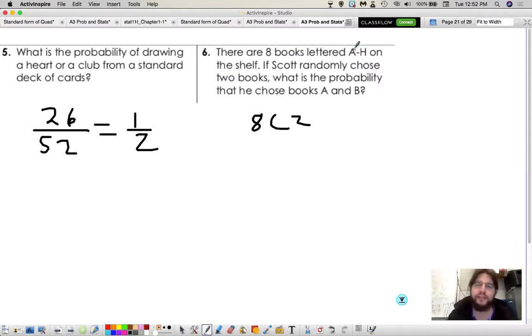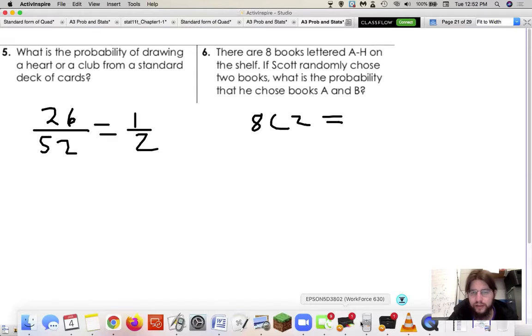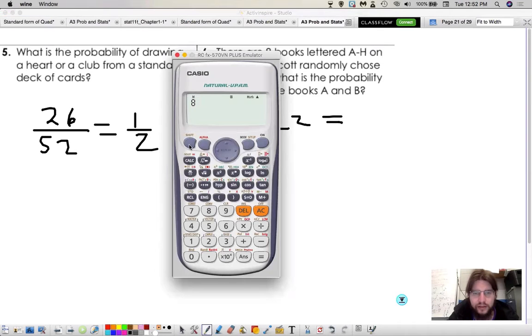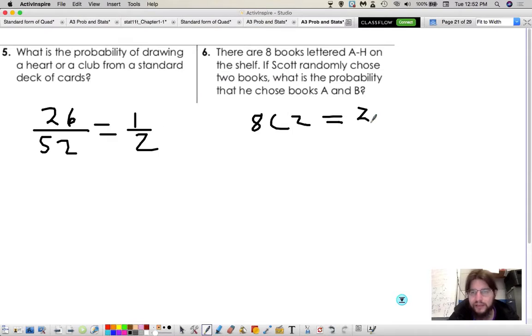All right, I'm back. So the order doesn't matter. You get A, then B, or B, then A. So take the calculator, 8 choose 2, 28 possibilities. And we're looking for one of those, the A and B group. It doesn't matter if it's B then A or A then B. It counts the same either way. So that's 1 out of 28. There's 28 pairs of books you could choose from 8 books.